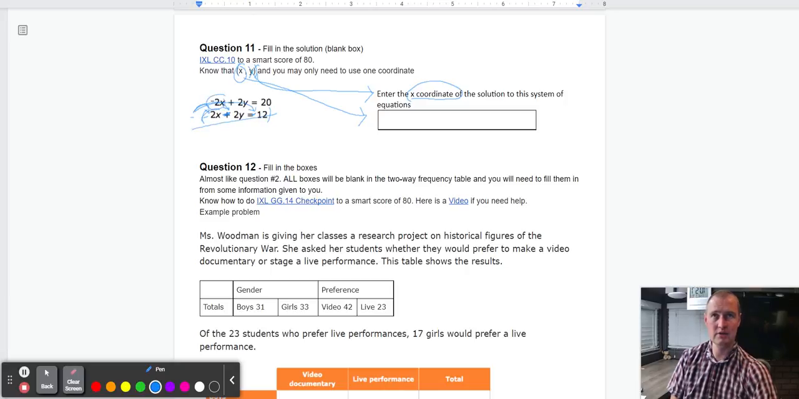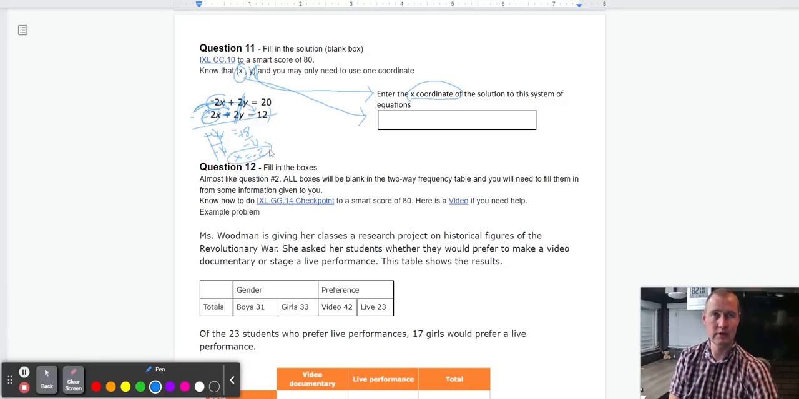Negative 2X minus 2X is going to be negative 4X. Positive 2Y and a negative 2Y eliminate, so that gives us 0. That was the whole point, to eliminate the Y's. And 20 minus 12 is 8. Divide by -4 on both sides. We have x equals, negatives are out, 4s are out. 8 divided by 4 is 2, but because we have a positive divided by a negative, x equals -2.